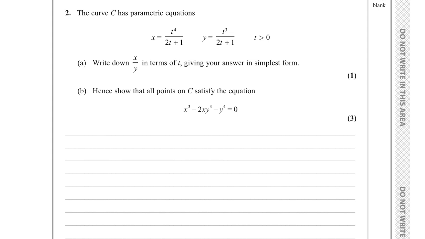The curve C has parametric equations. Write down x over y in terms of t, giving your answer in its simplest form. Okay, so x divided by y, and it's 1 mark, so this shouldn't take too long. t to the power of 4 over 2t plus 1 divided by y, which is the same as multiplying by the reciprocal, which is lovely because actually what we see straight away is 2t plus 1 is a factor of both, and then t over 4 times t cubed, okay, is actually just t.